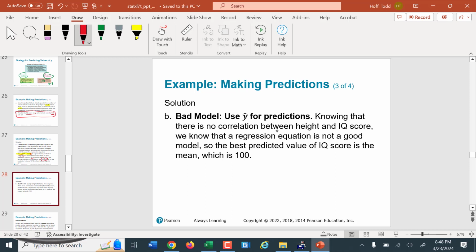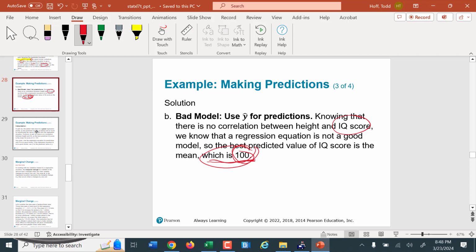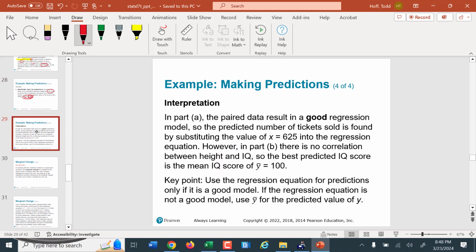A bad model: well, there is no relationship between IQ score and height. So the mean IQ score for the whole population is 100. So our best prediction of the IQ score for somebody that's that height is 100. The best prediction we have for the IQ score of anybody of any height would be 100. There is no good, valid relationship between height and IQ, so our only prediction is just take the average IQ of 100.